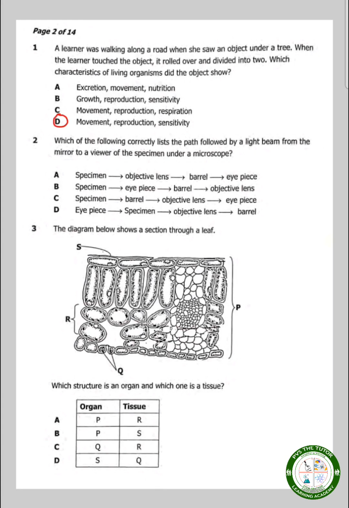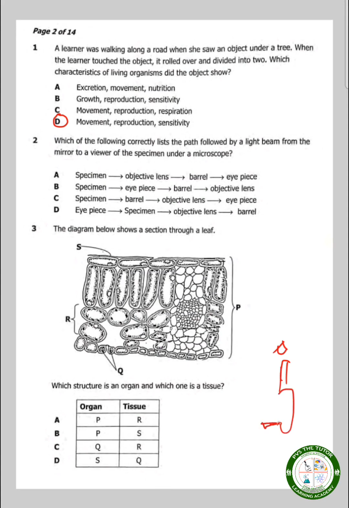Answer D. Question 2. Which of the following correctly lists the path followed by a light beam from the mirror to a viewer of the specimen under a microscope? So as you are viewing your specimen under a microscope, how does light move? All right, we always move light from the specimen first. Okay, from the specimen. Remember, you have something like this where you put your eye, right? Then it comes like that.